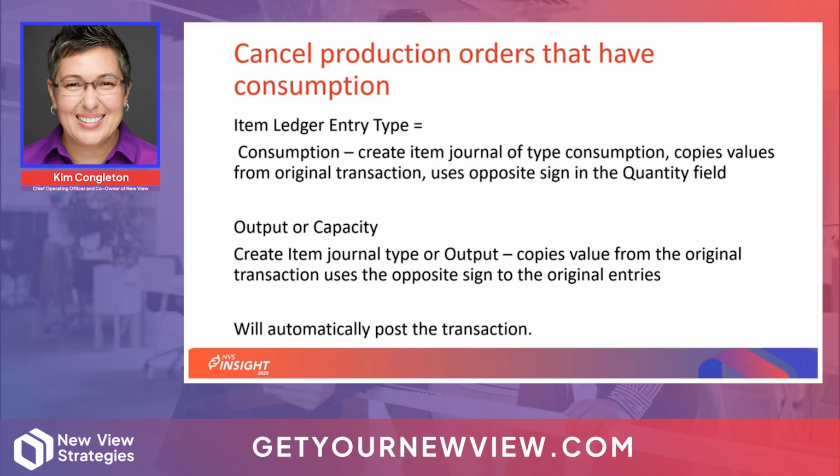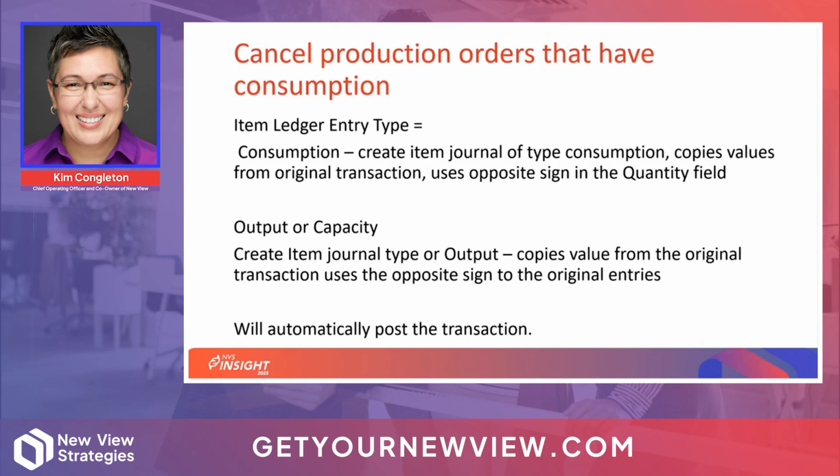If you're in the item ledger entries and you're highlighting the line that's a type of consumption, it will create the item journal for that type of consumption. It's going to copy all the values from the original transaction, and then it's going to use the opposite sign of whatever was posted in the first place. So if it's positive, it's going to make it a negative, or vice versa.